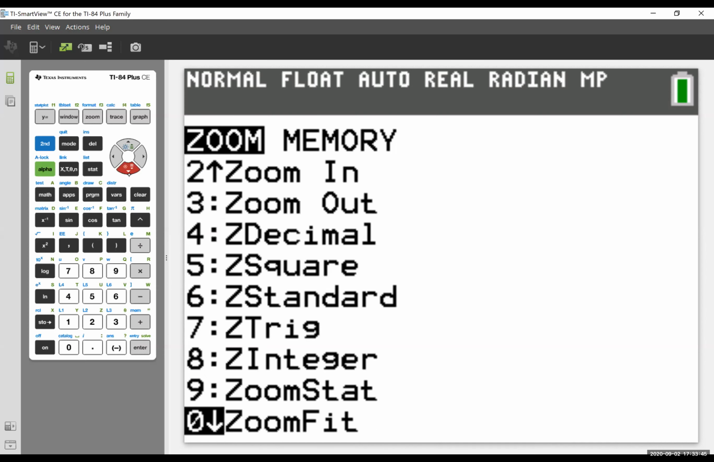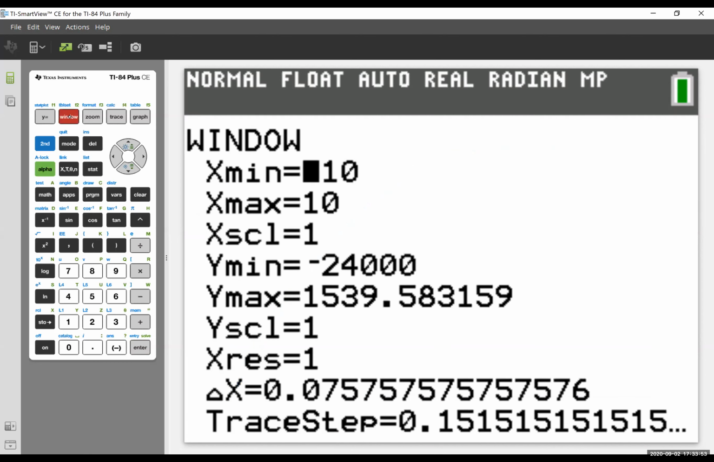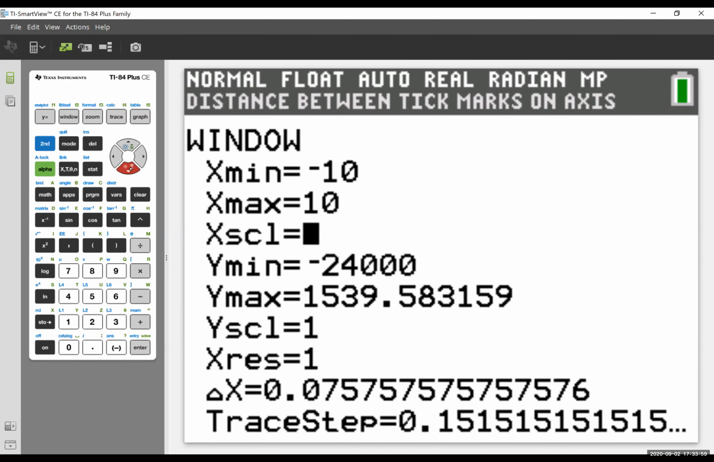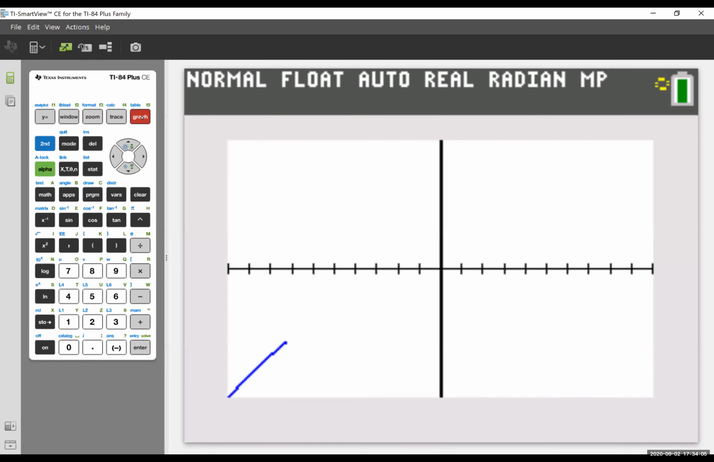You can also use some techniques from the previous section to figure out the true sketch of a polynomial. You can kind of see, all right, let's look at our window now. That Y min's pretty small, Y max. Maybe I'll change my Y max. I could make it 24,000 as well. Let's see what happens. Graph it.